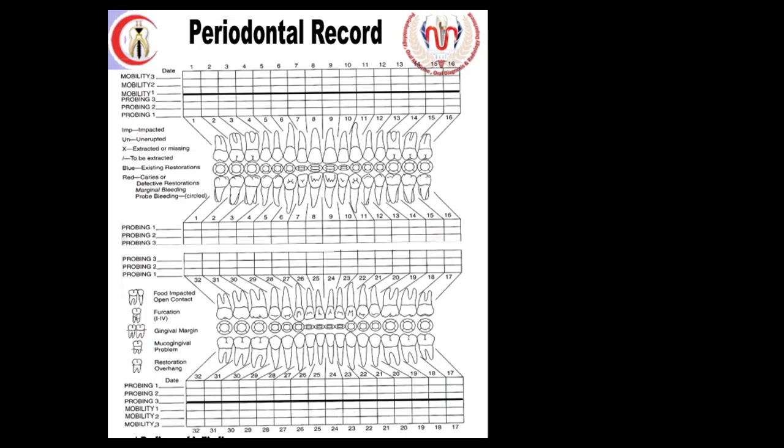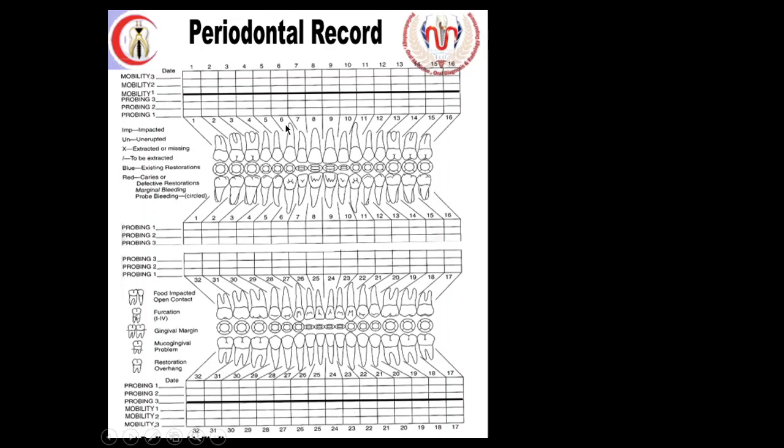We will start part 2 of the periodontal charting, starting with page number 3, the periodontal record. Before the periodontal record, we should recognize this figure or this picture.